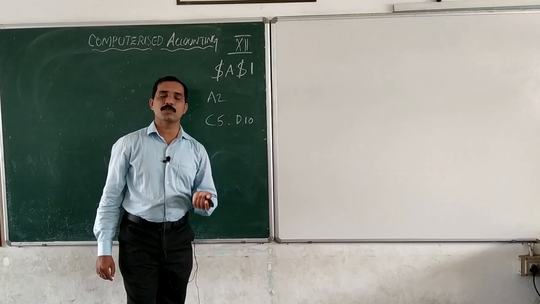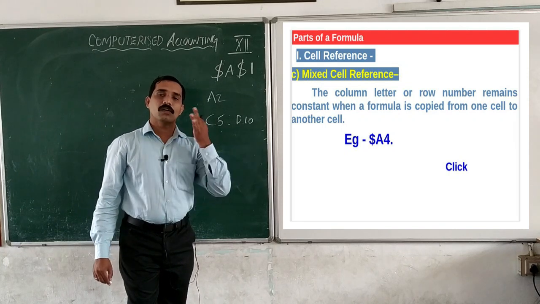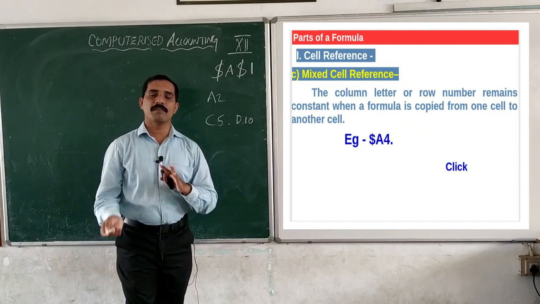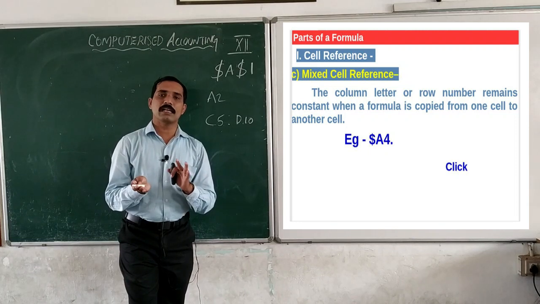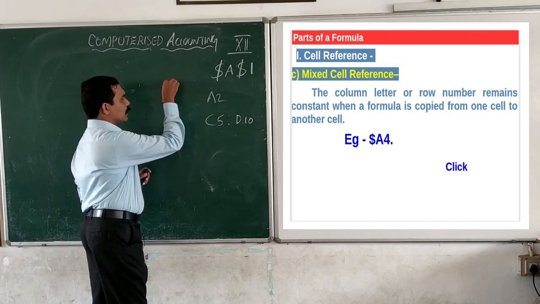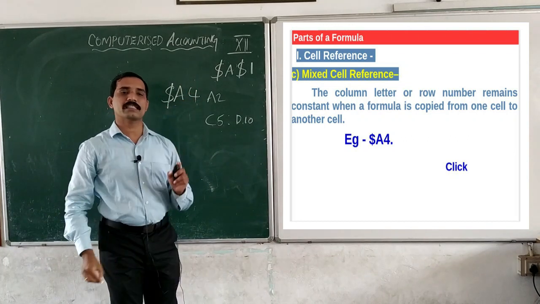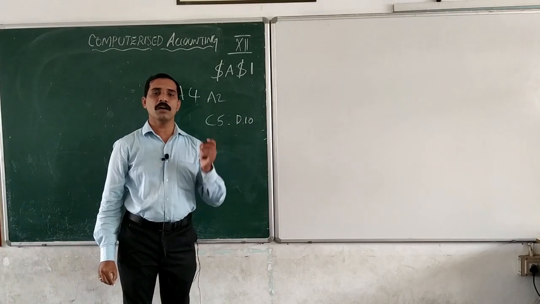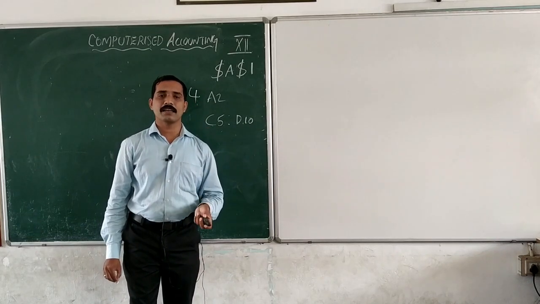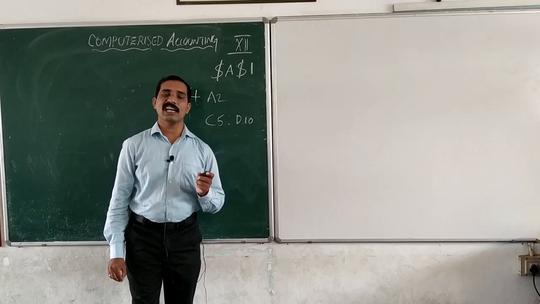Okay. And the next one, what is it? Mixed cell reference. In that, the column letter or row number remains constant when a formula is copied from one cell to another cell. So the example here, dollar sign A, A4. It shows mixed cell reference. So the types of cell reference are: first one, relative cell reference; second one, absolute cell reference; and then third one, mixed cell reference. Okay, I think all are clear.